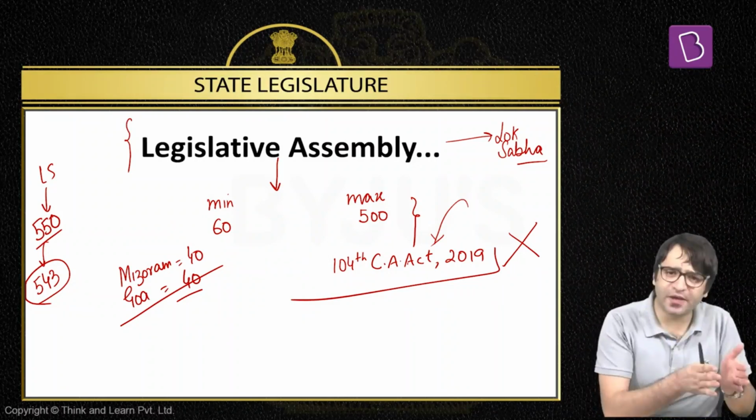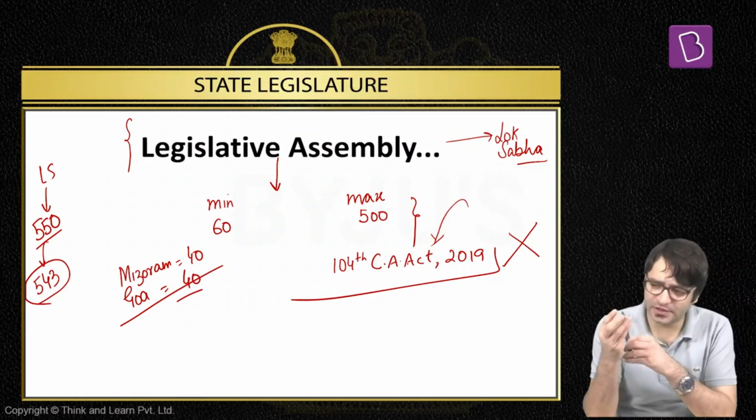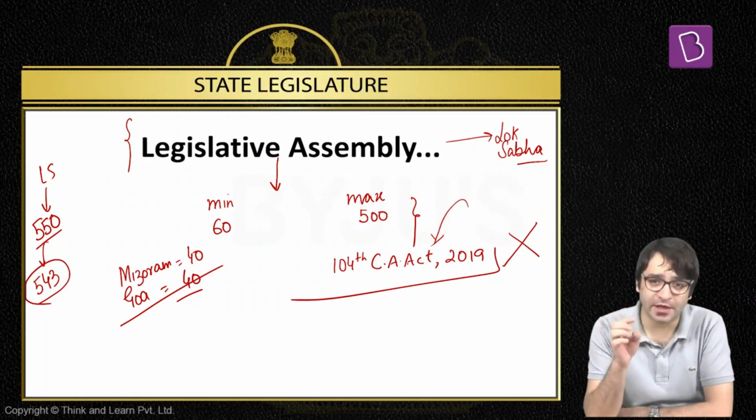So these are the qualifications. What are the disqualifications? Change in the nature of citizenship, disqualified. A judge insolvent, disqualified. Office of profit, disqualified. If you are convicted by a court of law, disqualified. If you are sent to a jail term, disqualified.